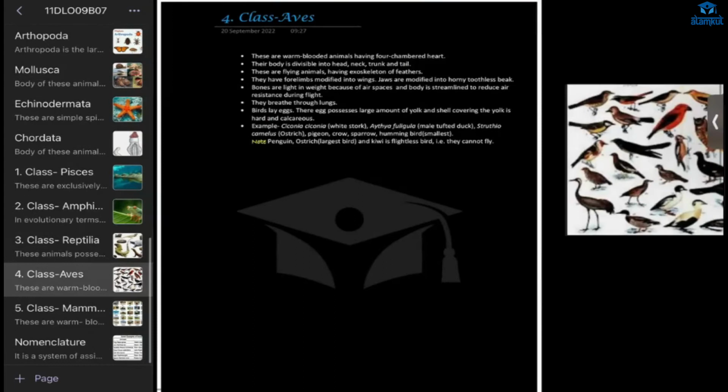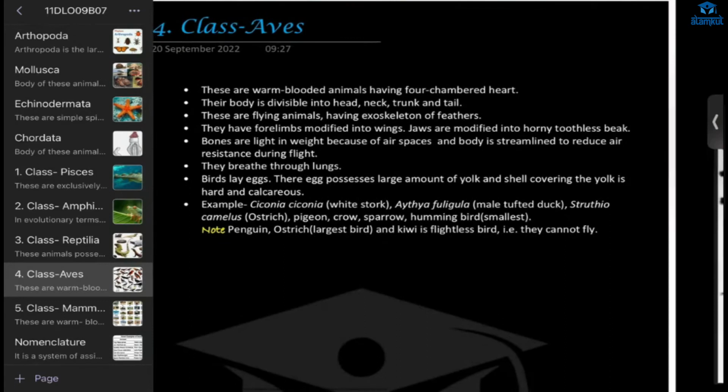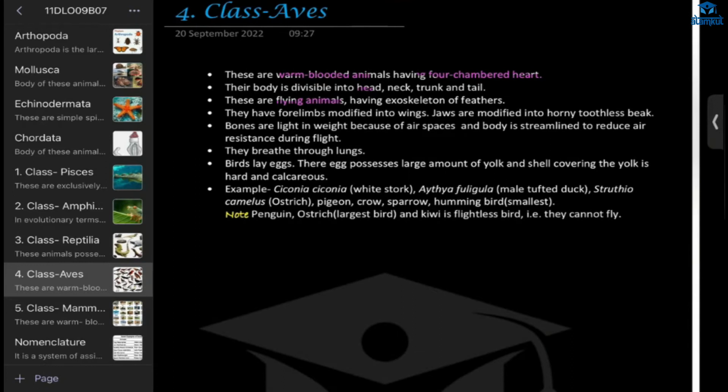Next, we have Aves. So, these are birds. They are warm-blooded. That means they control their body temperature. And because of that, they have four-chambered heart. And their body is divisible into head, neck, trunk, then tail. They are flying animals. And their exoskeleton, outside. Endo means in, exo means out. So outside skeleton, what is that? They are covered with feathers.